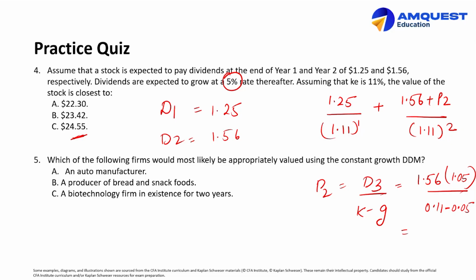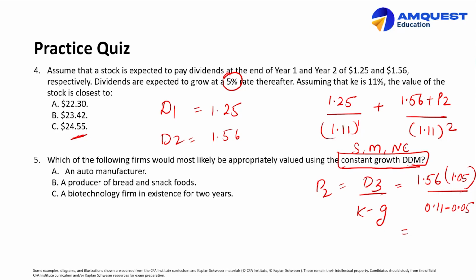So you'll be able to find out what is the missing value and how to go about it. So next question, which of the following firms would be appropriately valued using the constant growth DDM? Okay, so they are saying constant growth DDM. Constant growth DDM can be applied only for a stable, matured, non-cyclical firm. Okay, so non-cyclical firm, it is a defensive firm and utilities.